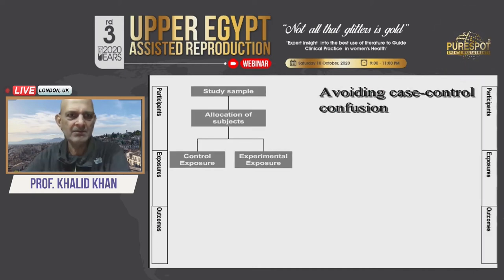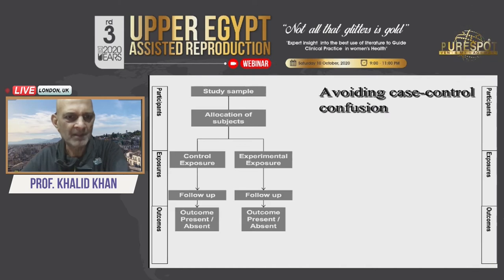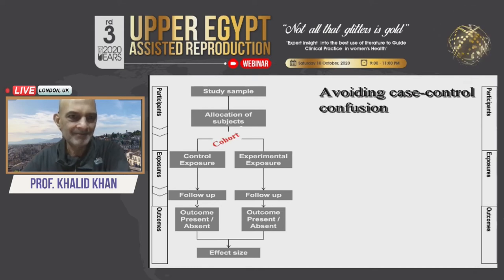So such a study, a cohort study, would normally involve a sample. The sample is allocated to an intervention or a control. Control tends to be placebo, but can also be standard care, no intervention. And people are followed up in time to see whether they have the outcome present or absent. With this, the effect size is calculated. Time moves forward in this study, and this type of study is called a cohort study.